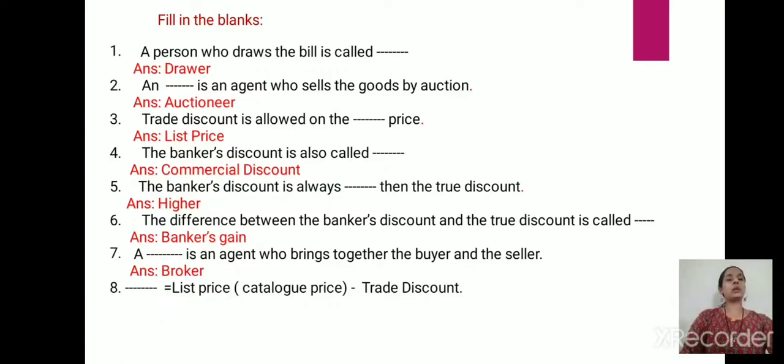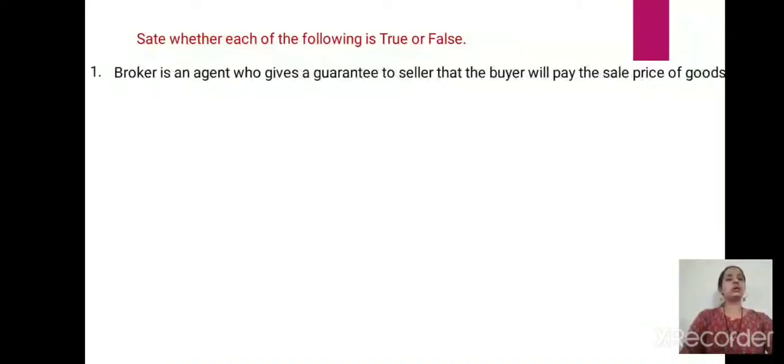Now the last type of objectives that we are going to see. State whether each of the following is true or false. The first: a broker is an agent who gives the guarantee to the seller that the buyer will pay the price of goods. Is it true? He brings the buyer and seller together. Who gives the guarantee? Yes, the factor. So it is false. Next, cash discount is allowed on list price. Is it true? No. Previously we saw that trade discount is allowed. So it is again false.